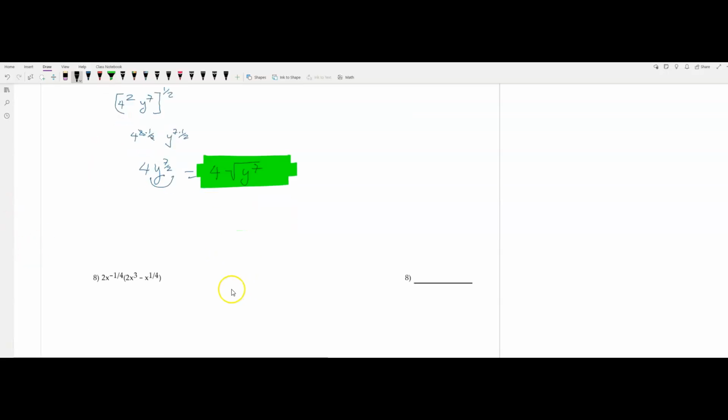Okay. All right. Let's move on. So here I'm just going to distribute this stuff inside the parentheses. I'm going to multiply this with this, then this with this, right? So let's write it out.